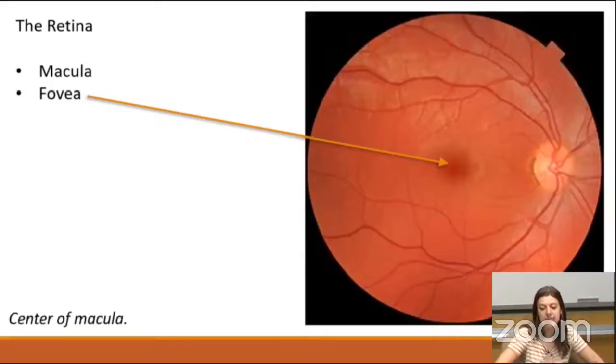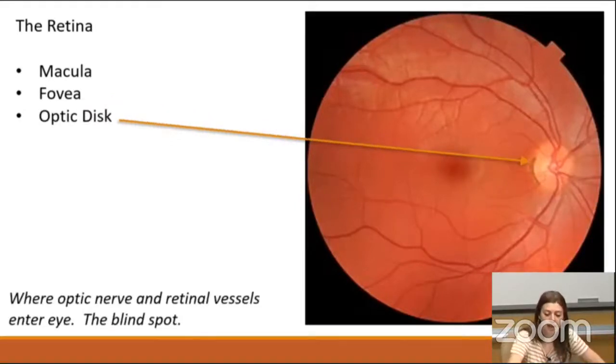The fovea is the center of the macula, where you have all of your rods and cones. The optic disc, we talked about that. That's the blind spot where the optic nerve and all of your blood vessels enter the eye.